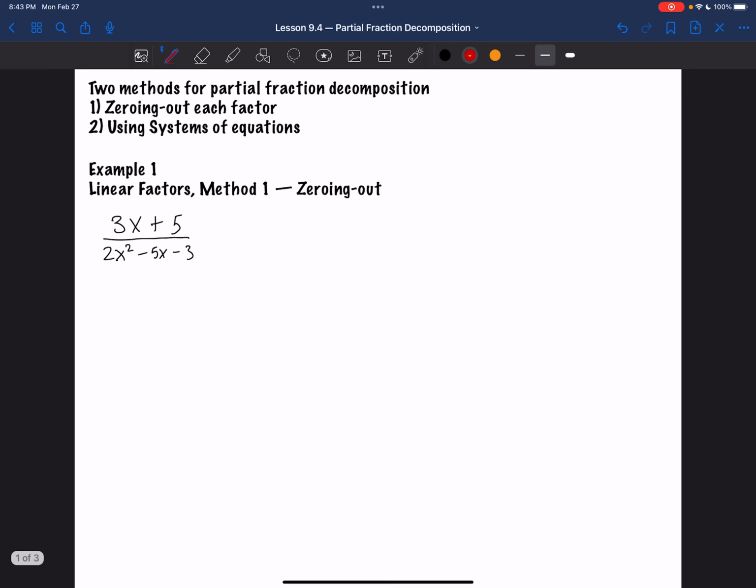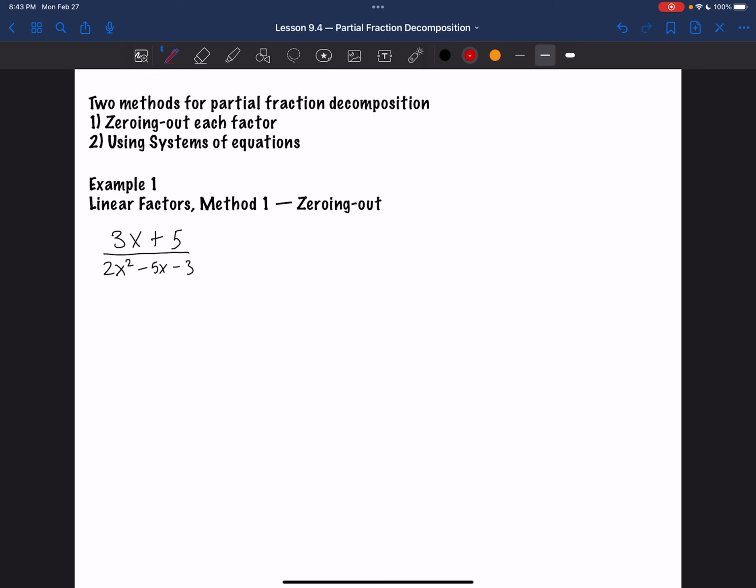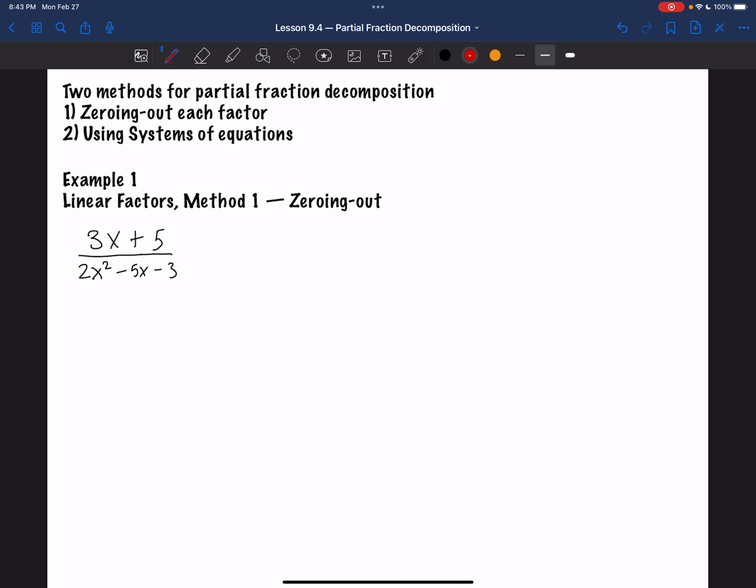Let's actually get into this and talk about what we're doing. Now, there are two methods I'm going to discuss in this video for partial fraction decomposition. The first is zeroing out each factor. We're going to talk about what that means when we get to it, but it's essentially thinking about values for x that make a factor go to 0, using that to eliminate unknown variables and then solve the equation. This is Mr. Spake's go-to method, so I actually prefer method 1 over method 2.